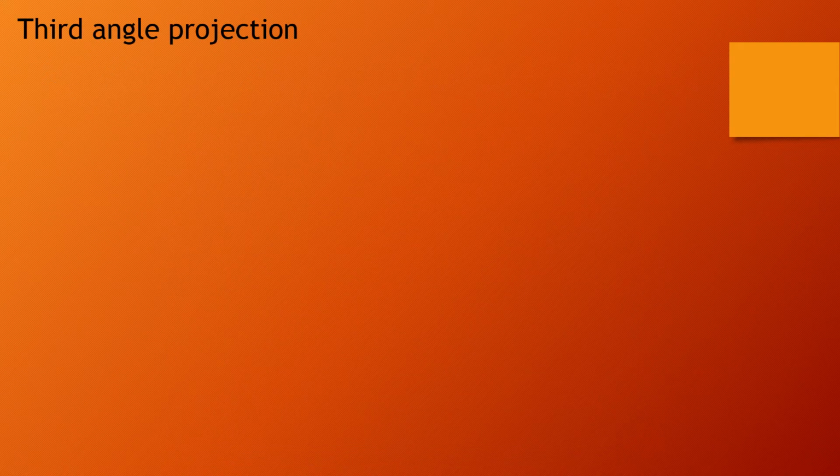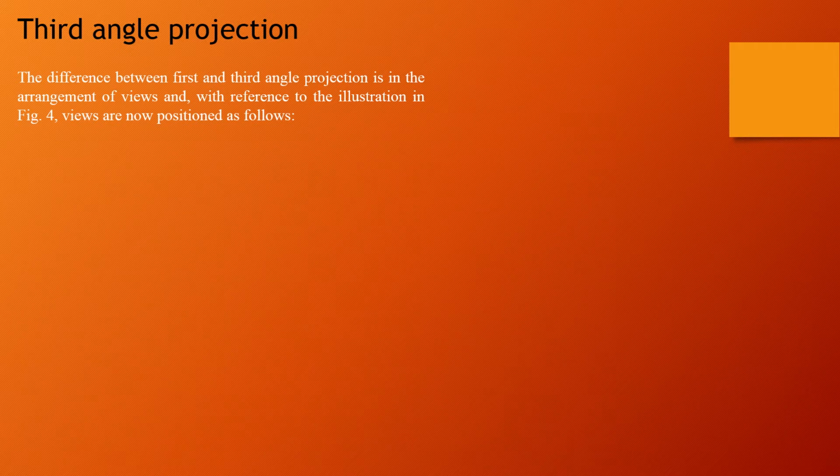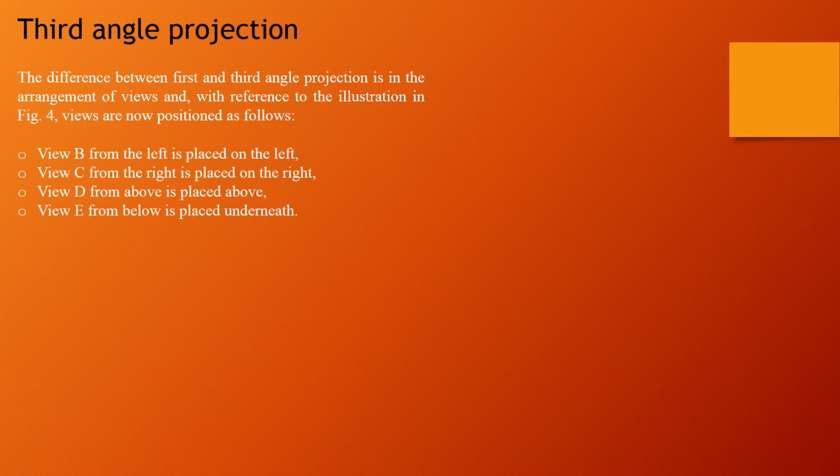Okay, now we will discuss the third angle projection. The difference between first and third angle projection is in the arrangement of views, and with reference to the illustration in figure 4 in the previous slide, views are now positioned as follows. View B from the left is placed on the left. View C from the right is placed on the right, and view D from above is placed above. View E from below is placed underneath.